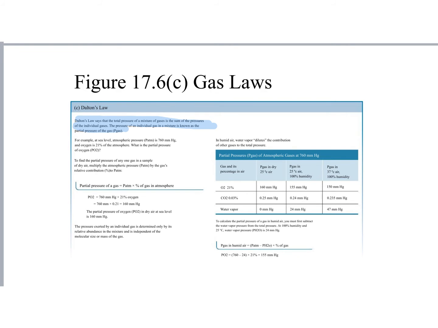So the partial pressure of a gas would equal the atmospheric pressure multiplied by the percentage of the gas in the atmosphere. So if oxygen is 21% of the atmosphere, and normal atmospheric pressure is 760, you take 21% of 760, and that gives you a number of 160 millimeters of mercury for oxygen in the atmosphere.